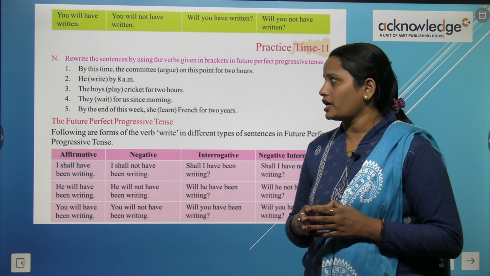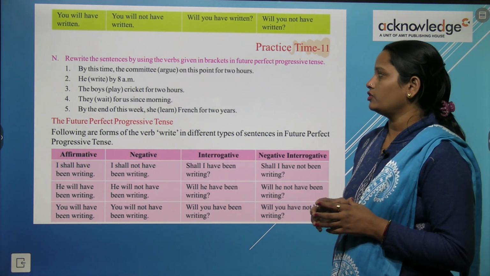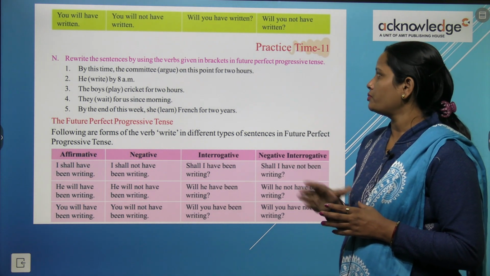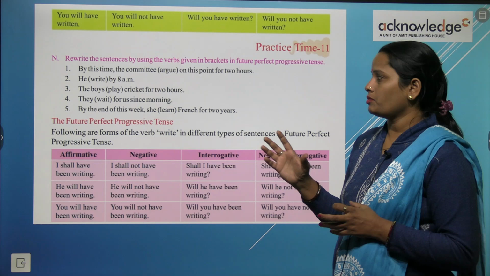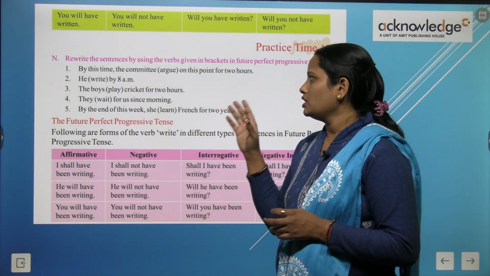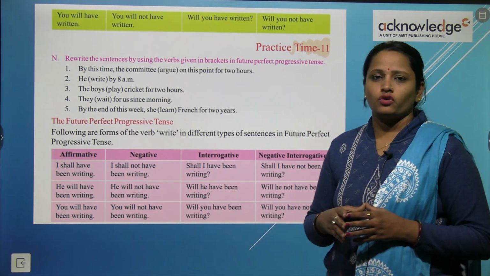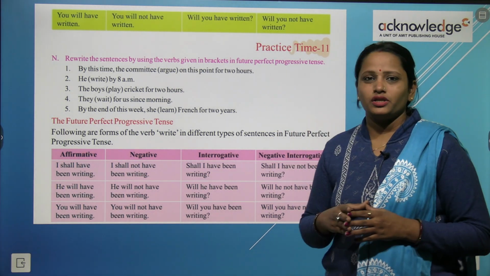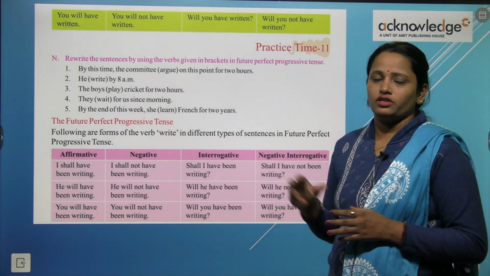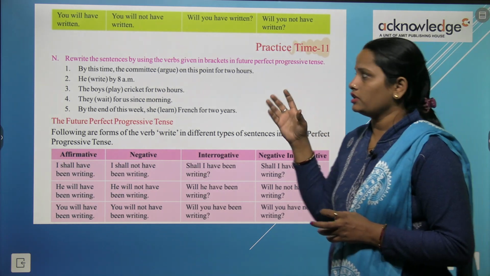Now do this exercise. Here you have to rewrite the sentence of the verb using the future perfect progressive tense. So हमें क्या use करना है? Will के साथ have use करना है. By this time the committee will have argued on this point for 2 hours. So children, complete the exercise as you have learned so many things.